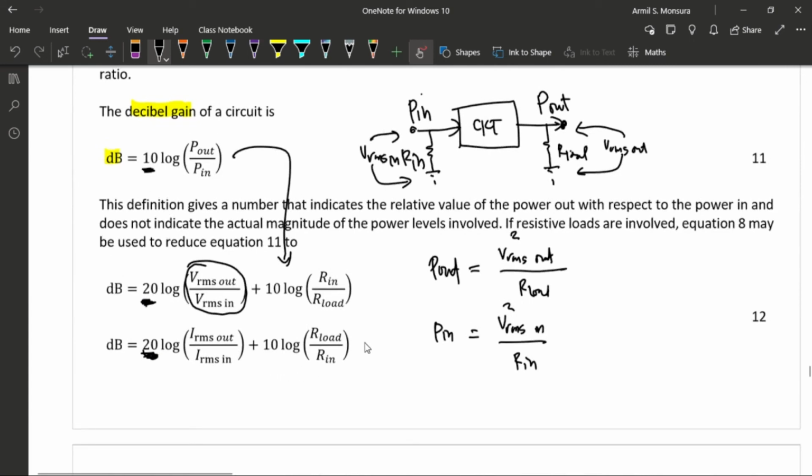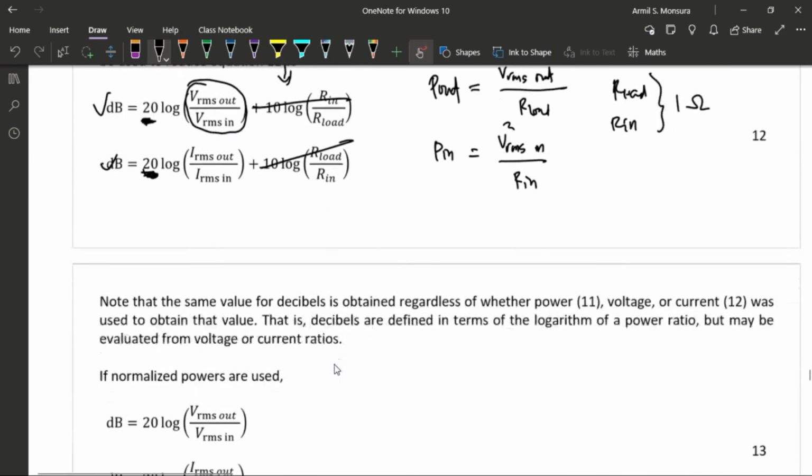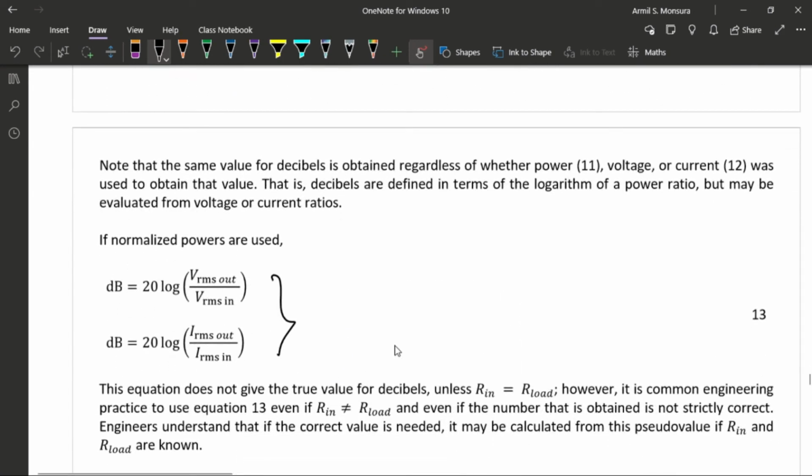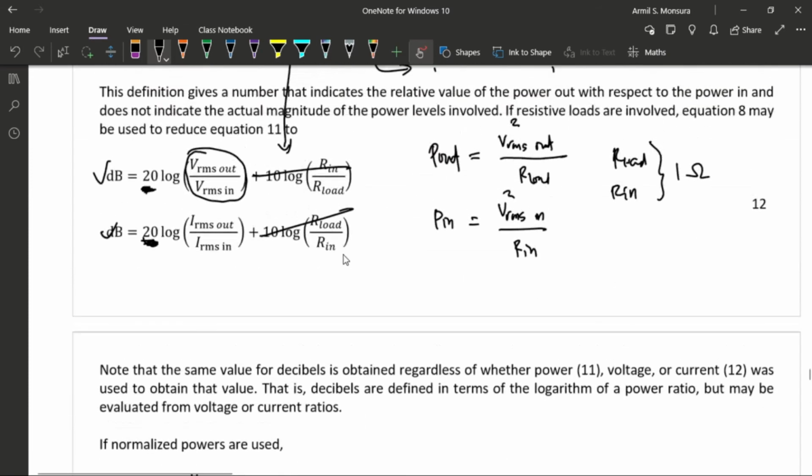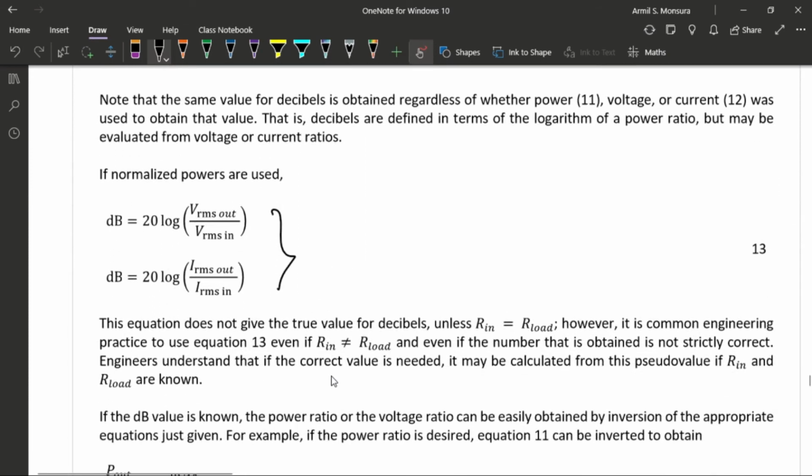Okay? Now, on the concept of normalized power, okay, we consider this R load, okay, and this R in, okay, to be of unity resistance, okay? These formulas would simply reduce to this one, these terms, okay? So, ayan. So, ito na ngayon. If normalized powers are used, we will be reducing equation 12 into this, okay?